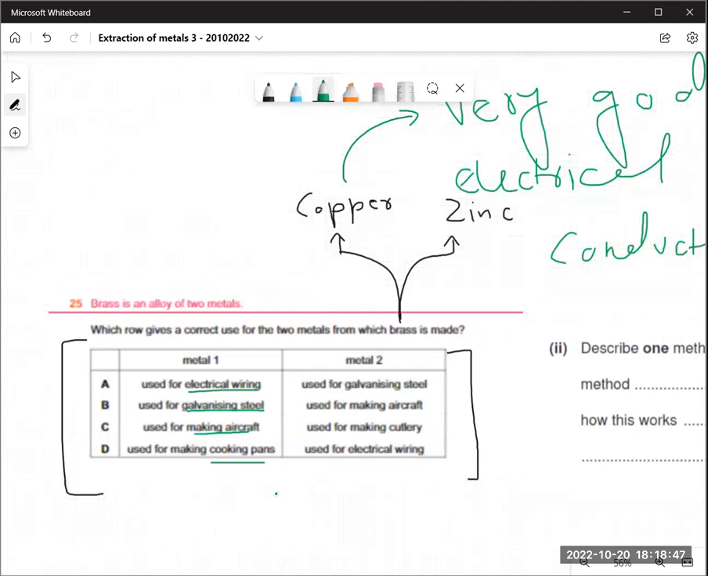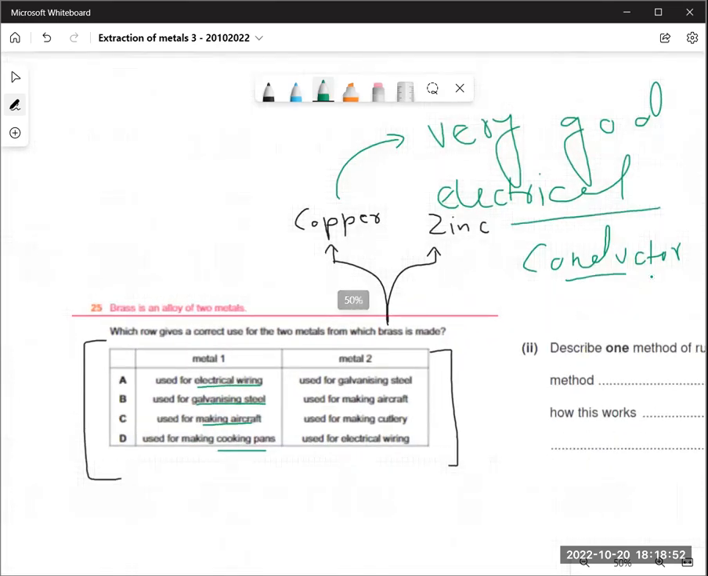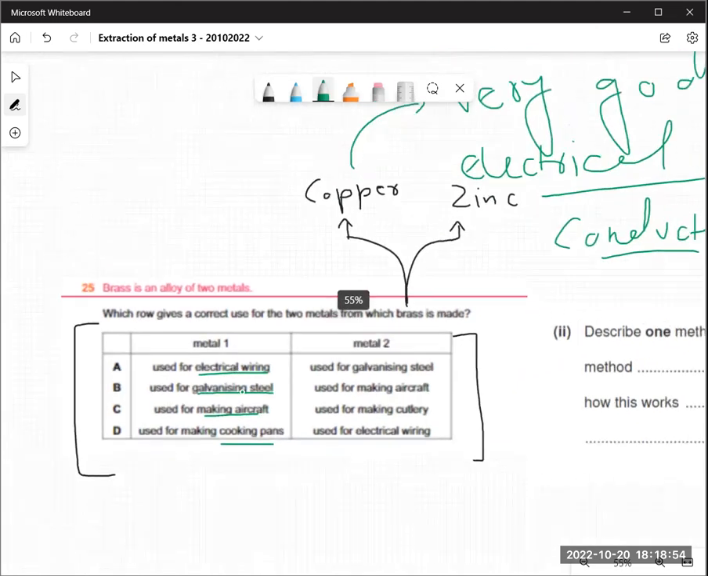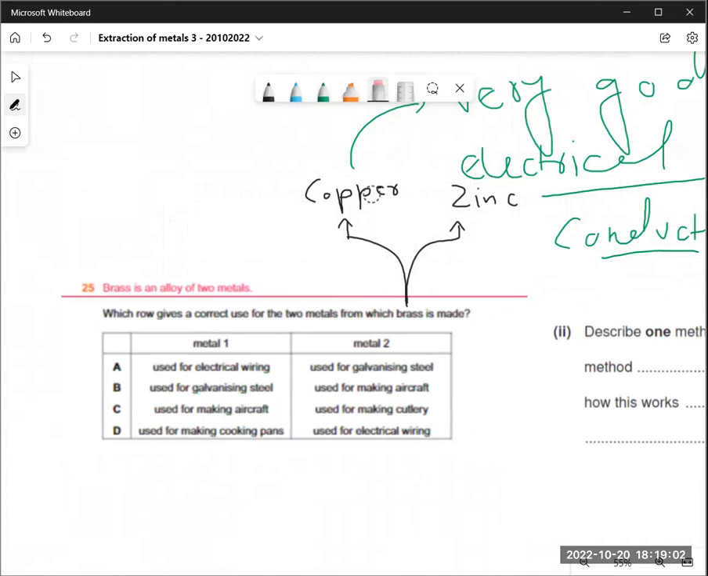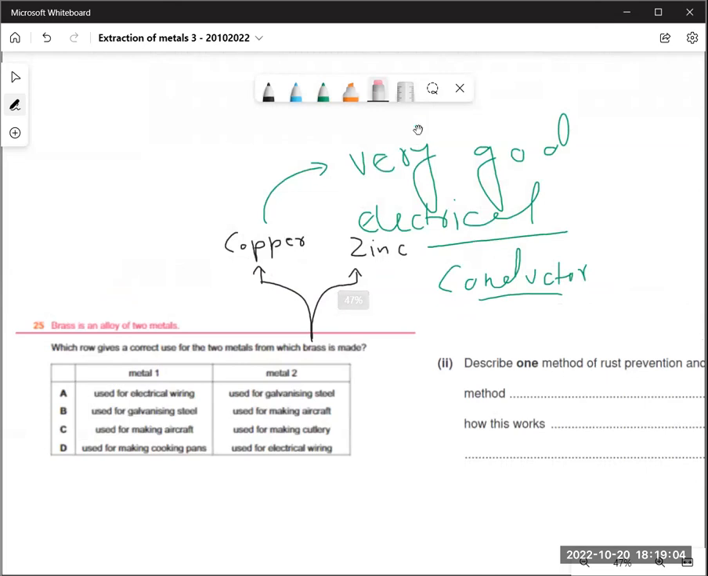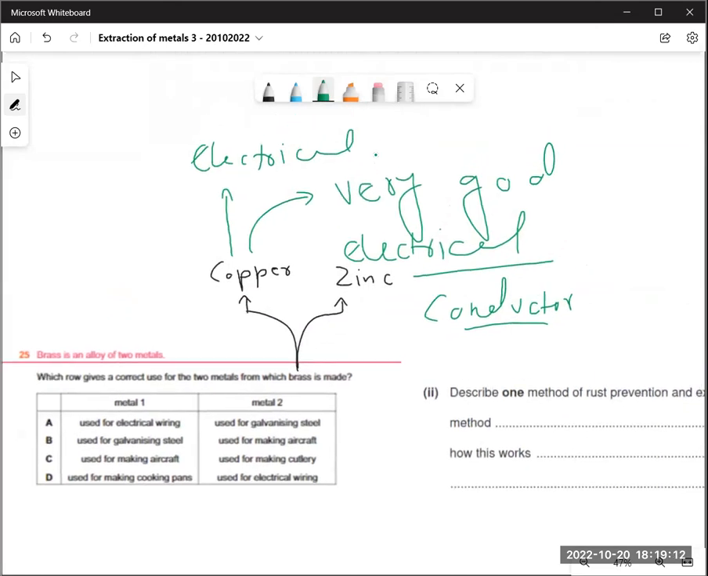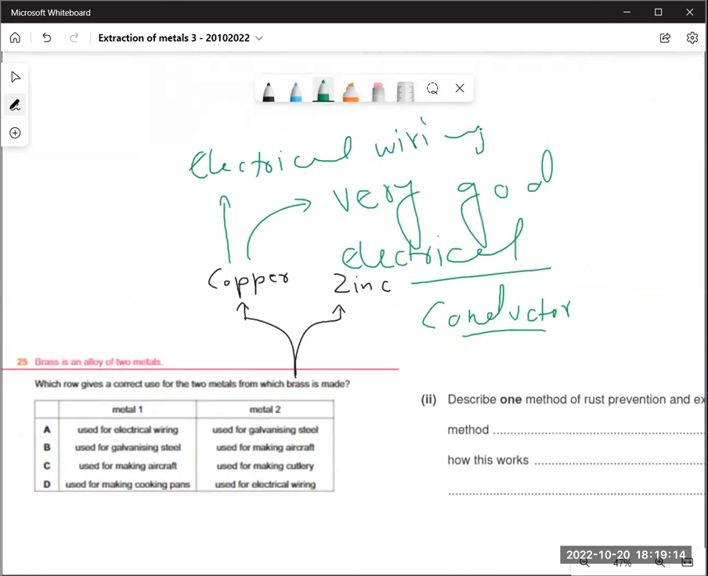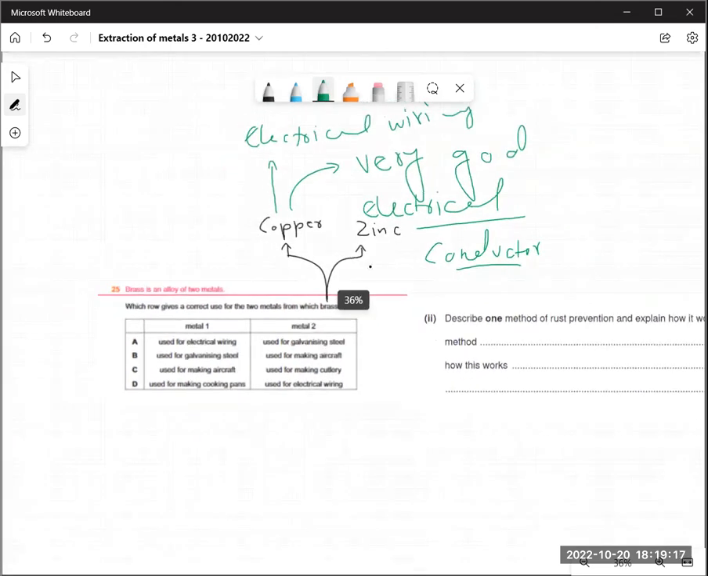Use B, galvanizing steel? But this is a good electrical conductor. So do you think anything relating to electrical is here? Yes, electrical wiring. So electrical wiring is used for copper because it's a good electrical conductor. So we use it for electrical wiring. Done. Now can someone tell me what is the use of zinc? Safa, tell me zinc. And Diana, tell me zinc. Lula, I need the answer in the chat.